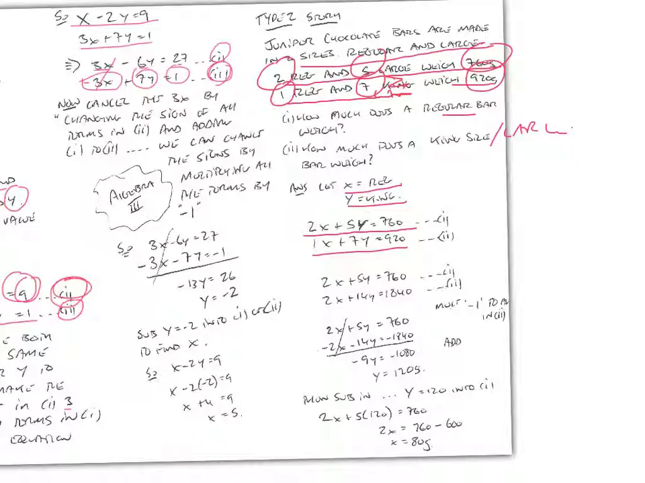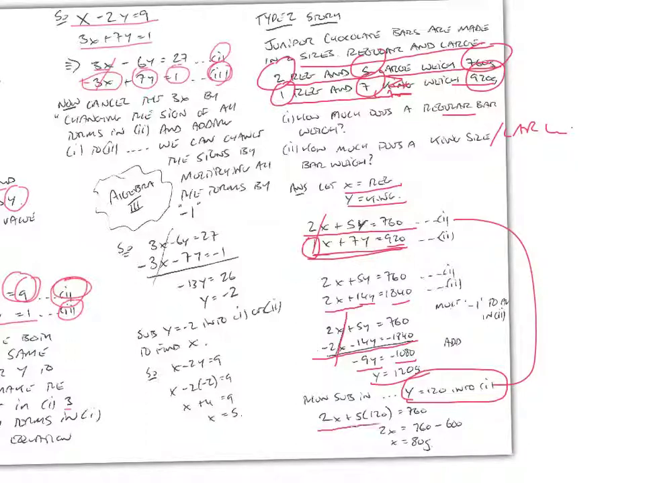We need to make this into a 2 so that we can cancel it with that one there. So we multiply everything along the bottom by 2. We get 2x plus 14y equals 2 times that, which is 1840. Now we multiply everything along the bottom by minus 1, so we can set it up to cancel the 2x. 2x minus 2x is goodbye. 5 minus 14 is minus 9y equals minus 1080. y equals 120 grams. If I put y equals 120 back into our first equation, I get 2x plus 5 times that is 760. 2x is 760 minus 600. x is equal to 80 grams. So the regular bar is 80 grams and the large bar is 120 grams.